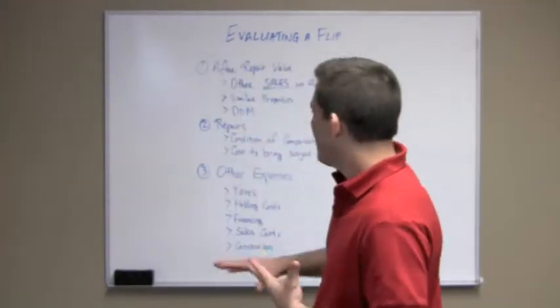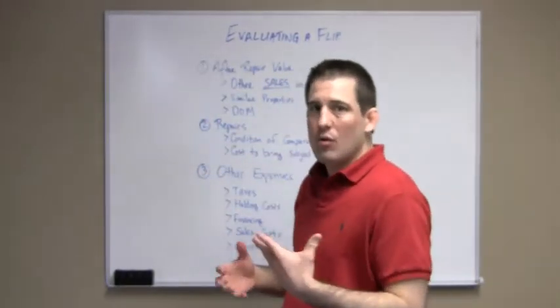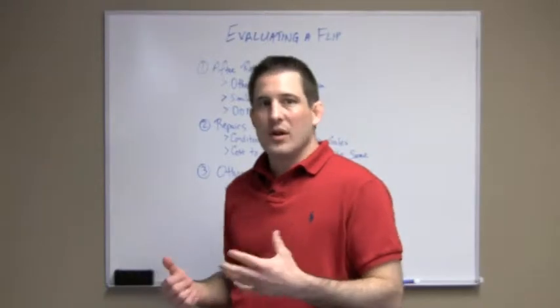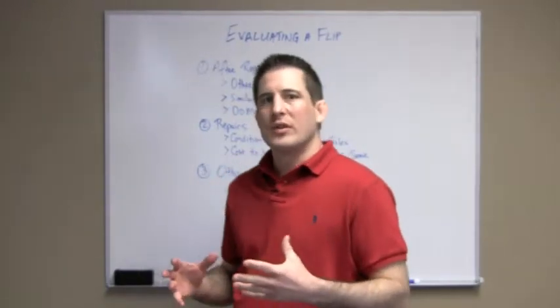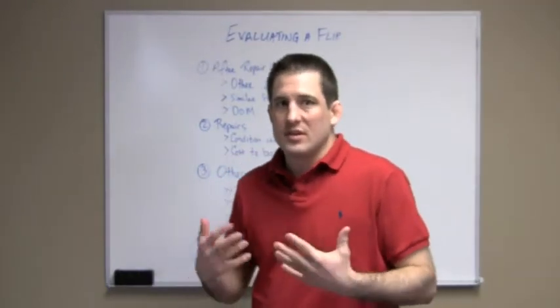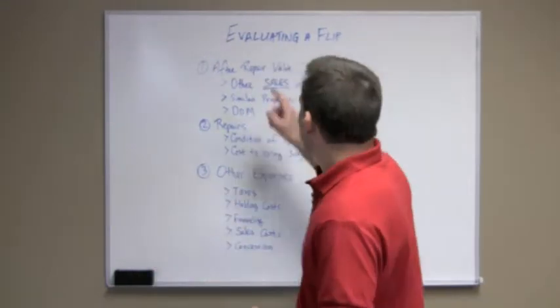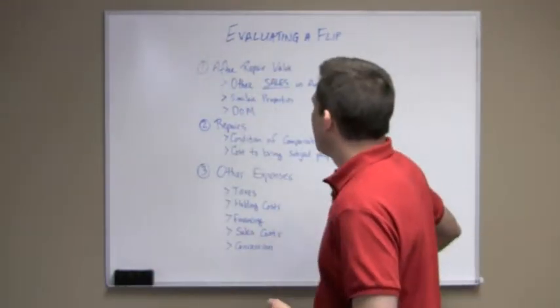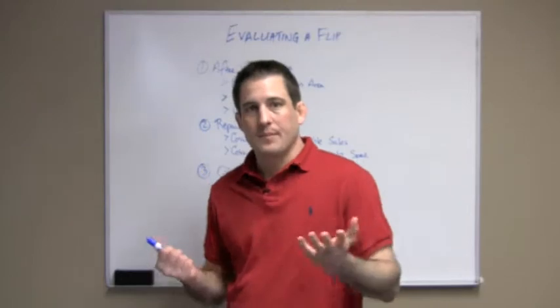So there's three main components that we've got to take a look at, and they're all related to expense or price, or they're factors that go into how to make an offer on a property so that it's going to be a win. The first point here that we're going to look at is the after repair value, ARV.